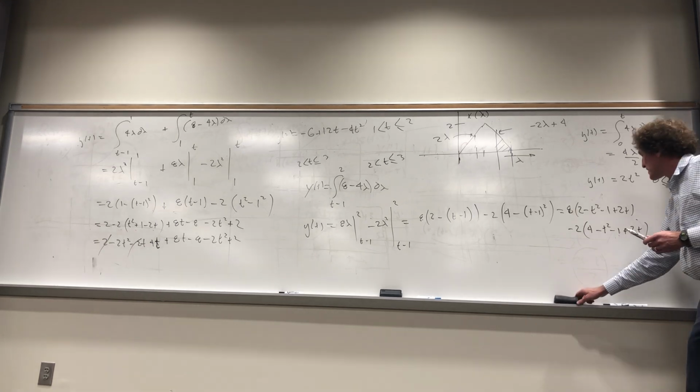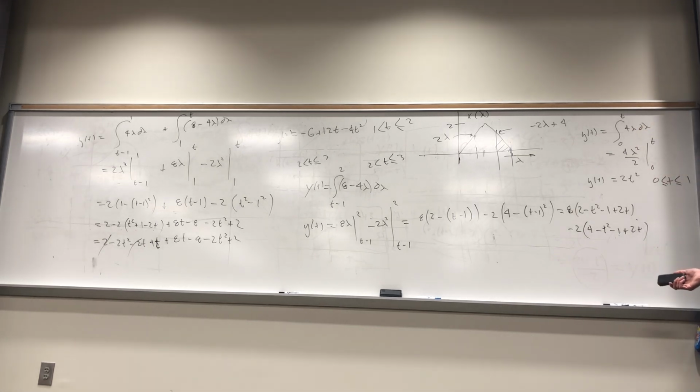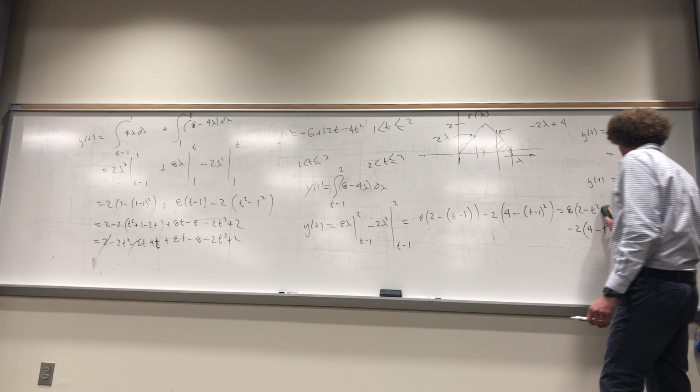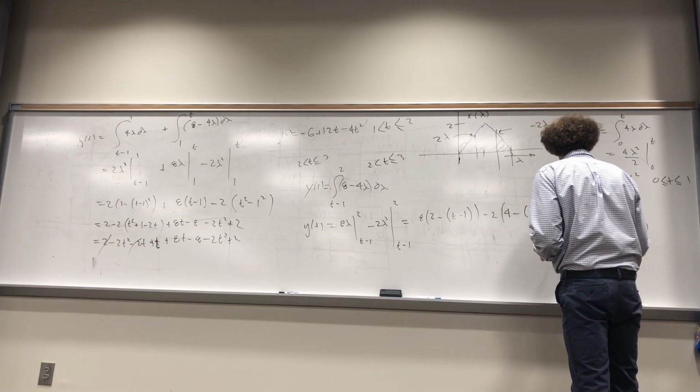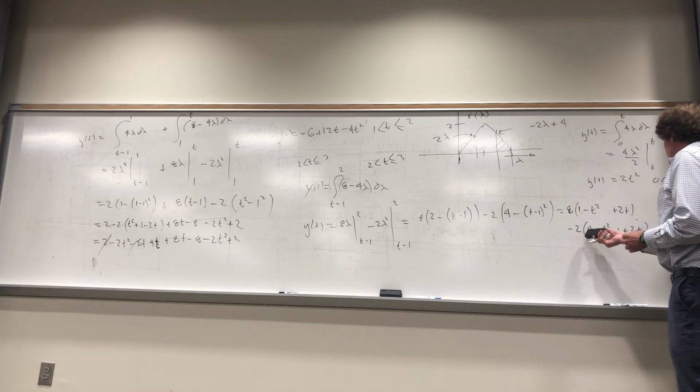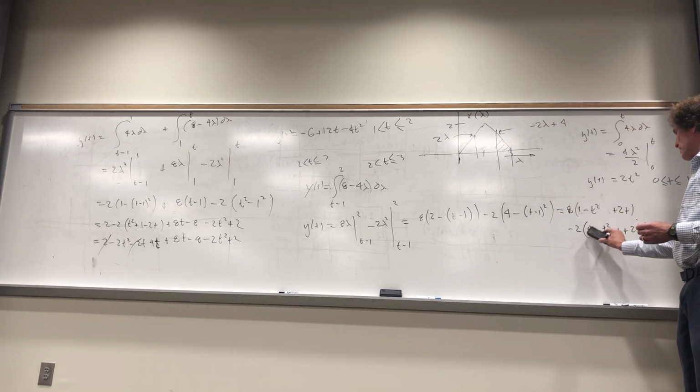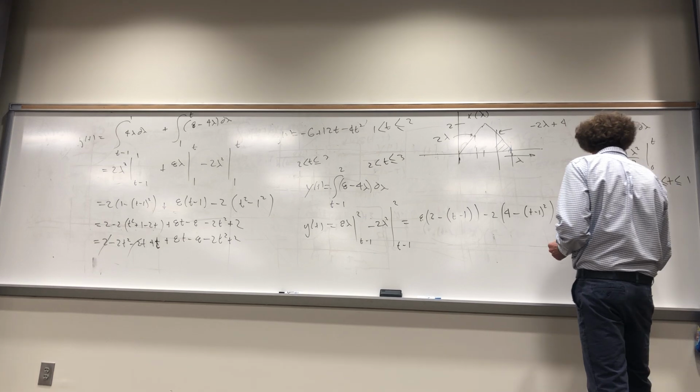I'm spending too much time on this, but that's okay. Now, I look here, and I have 2 minus 1, or 1, agree? I'm going to just put 1 there. Then I have 4 minus 1 here, or 3.